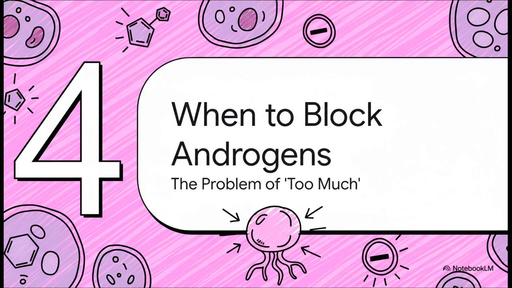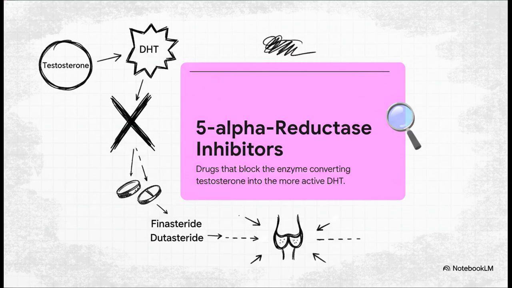Okay, so we've seen what happens when there's too little androgen. Let's flip the coin and look at the opposite problem, when the androgen effects are too strong. The classic case here is benign hypertrophy of the prostate, or BHP, where the prostate gland just grows too big. The basic funda here is very simple. If we know that DHT is the main culprit making the prostate grow, well, let's just stop the body from making it. And this is exactly what drugs like finasteride and dutasteride do.